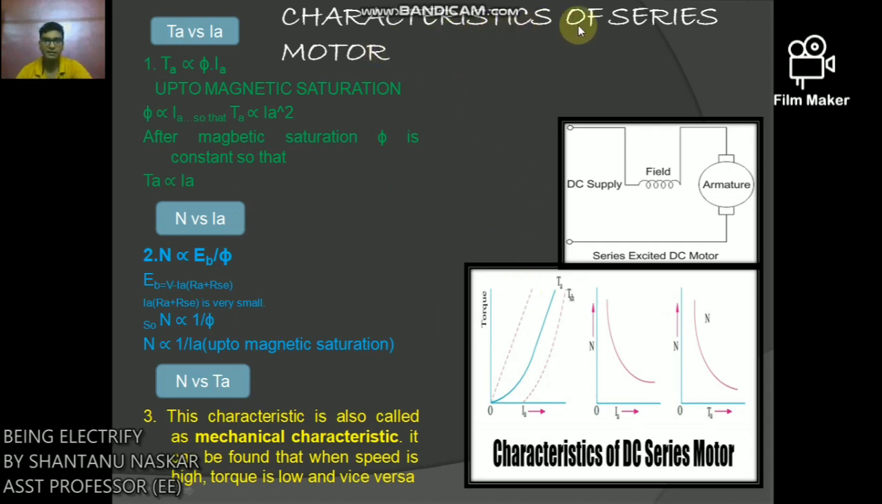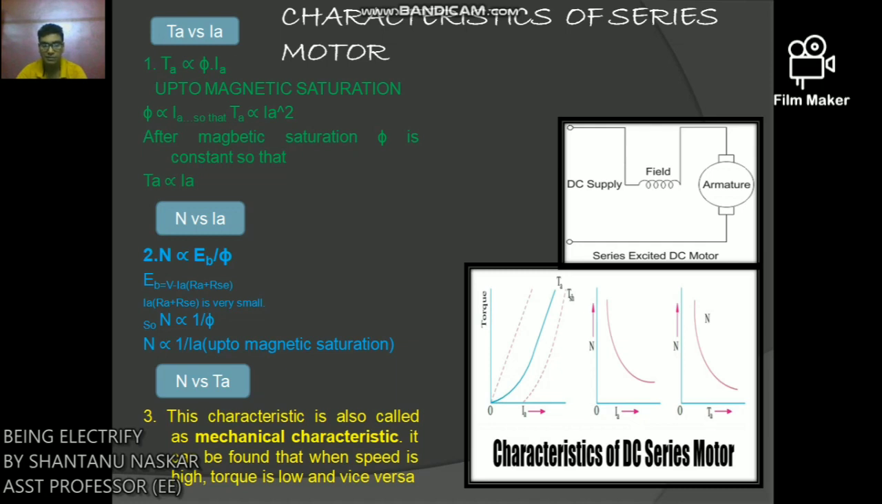Now, characteristics of series motor. So this is the series motor, and these are all the torque versus armature current, speed versus armature current, and speed versus torque characteristics. First of all, we discuss torque versus armature current, this curve. We know that torque is proportional to phi into Ia. Up to magnetic saturation phi is proportional to Ia, so torque is proportional to Ia square. After magnetic saturation phi is constant, so torque is proportional to Ia.